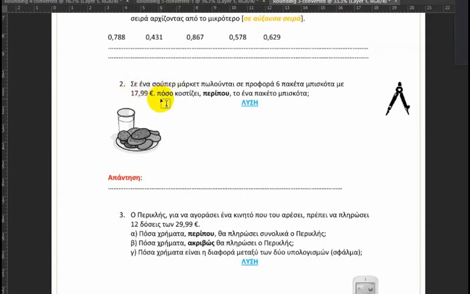Here we have a problem, and we're being told that at a supermarket, 6 packs of biscuits are being sold for $17.99 altogether, that is. So altogether, the 6 packs of biscuits cost $17.99. And we're being asked about how much each pack costs. So what that means, the word about means that we should round this number before we divide it by 6, because, well, since we know how much 6 packs cost and we want to find 1, we're going to need to divide.